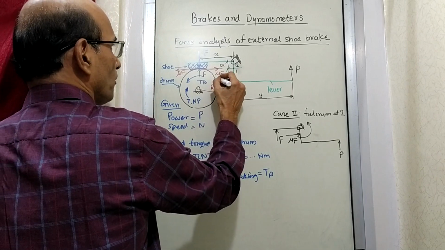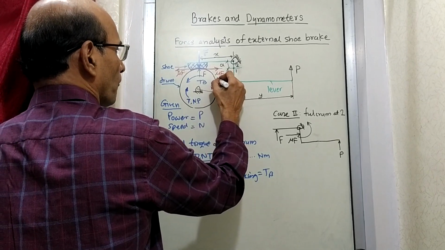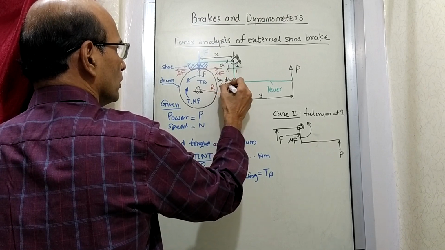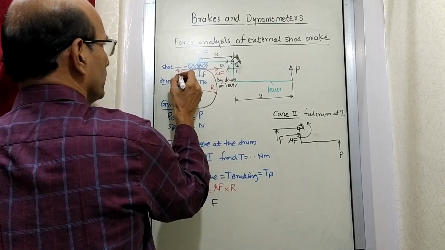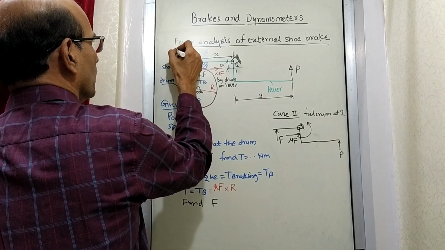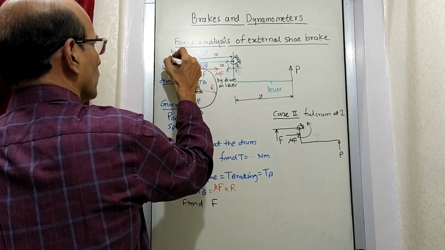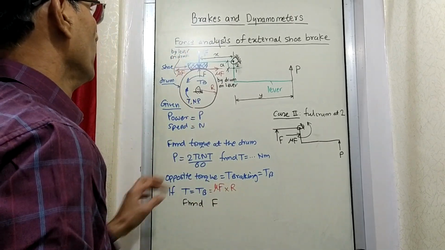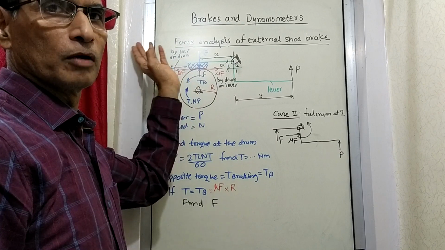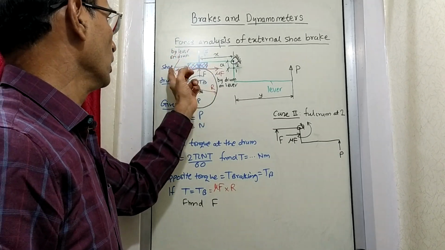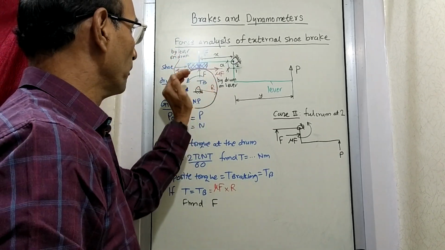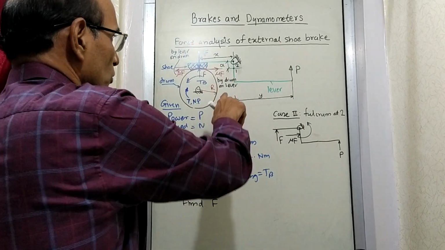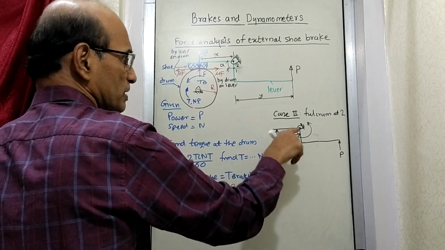Mu F is by drum on lever. And this one was by lever on drum. Lever or shoe, this is the frictional force that is applied by the shoe on the drum. Here, this is applied by the drum on the lever or on the shoe. Okay, so this is what we have taken, mu F like this at a distance of A.